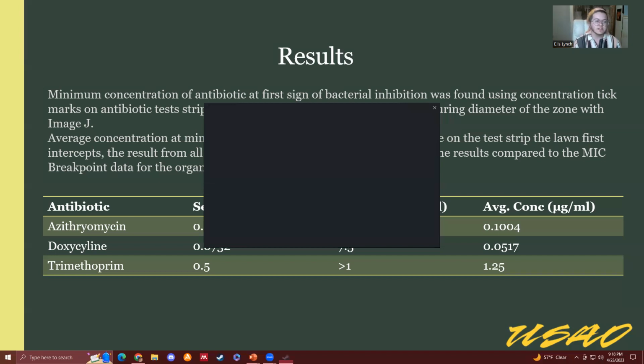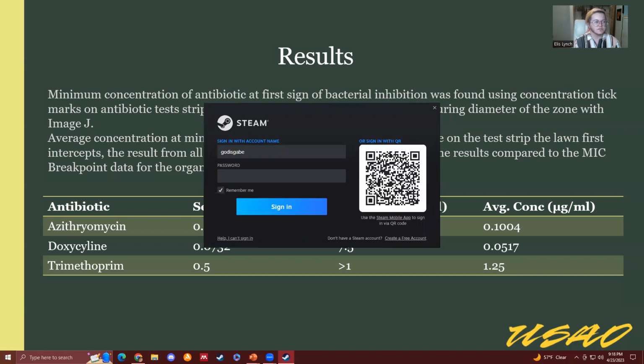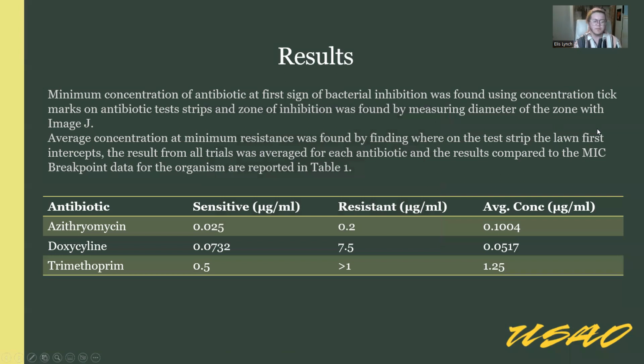For azithromycin, we found that the average concentration was about 0.1004 micrograms per milliliter. Doxycycline, the zone of inhibition started at 0.0517 micrograms per milliliter, and trimethoprim, the average concentration was 1.25 micrograms per milliliter, and this can all be seen in the lovely table that's available here on the side.